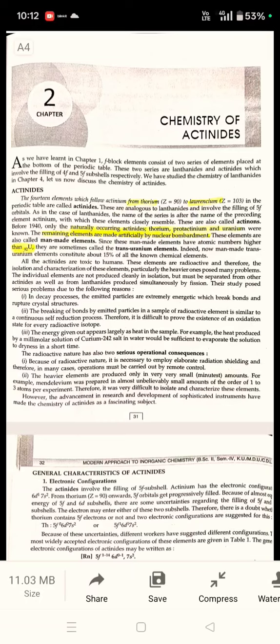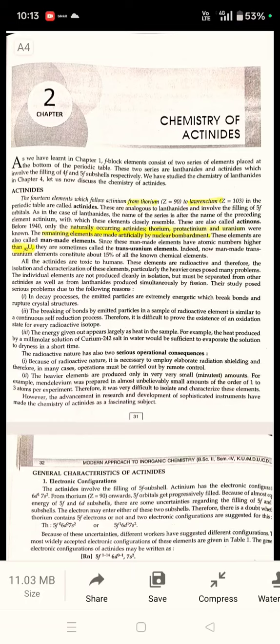As we learned in chapter 1, f-block elements consist of two series of elements placed at the bottom of the periodic table. The two series, lanthanides and actinides, involve the filling of 4f and 5f subshells respectively. We have studied the chemistry of lanthanides in chapter 4. Let us now discuss the chemistry of actinides.